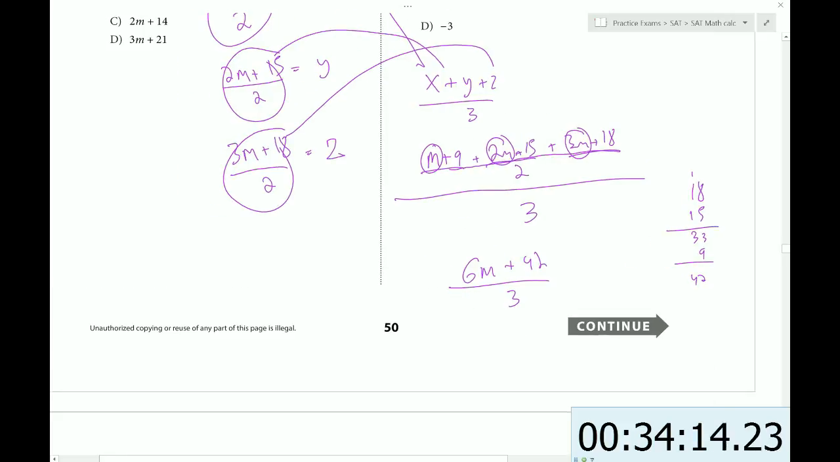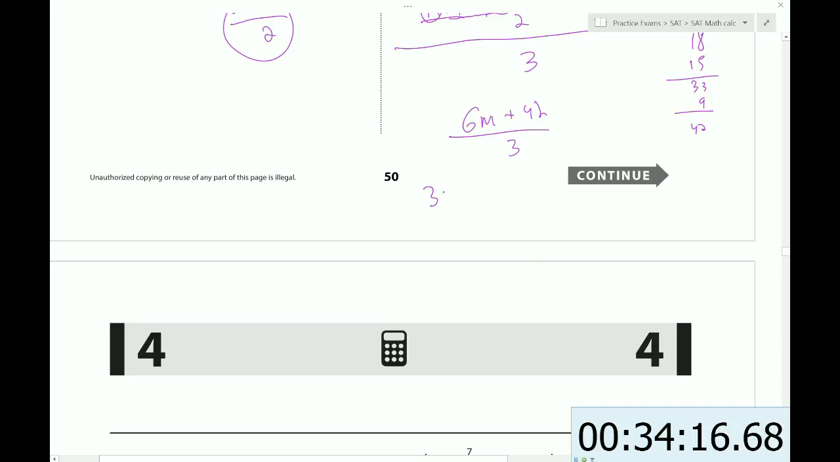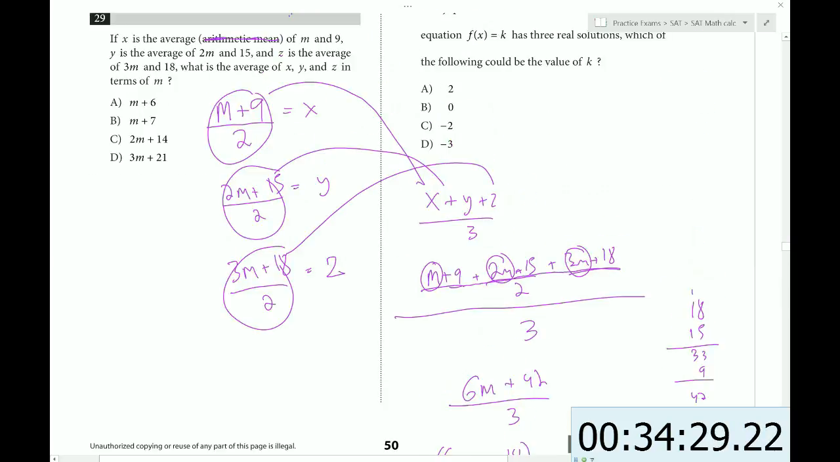And I could continue here by factoring out a 3 from the numerator. That leaves me with 2m plus 14. Then these 3's will cancel. I'll be left with 2m plus 14 as my result. That's choice C.